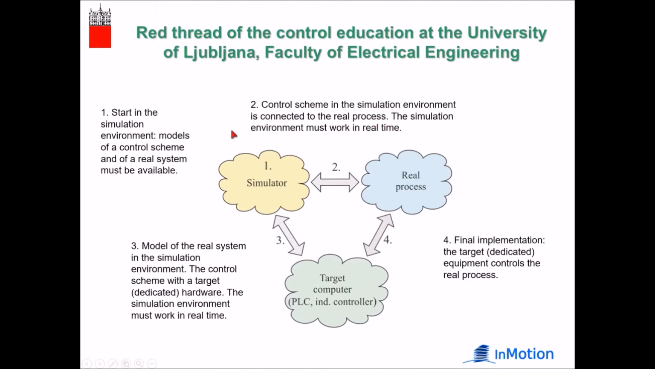In the third phase, we connect simulator with the target computer, of course, in real time. The model of the real system is in the simulation environment, and the target computer, PLC, or industrial controller must in real time control the simulated process. If the first, second, and third phases work appropriately, then we can go to final implementation. This is phase 4, where the target computer controls the real process.